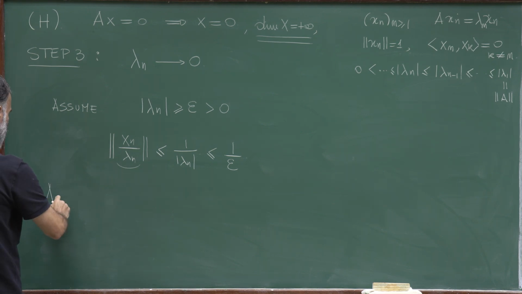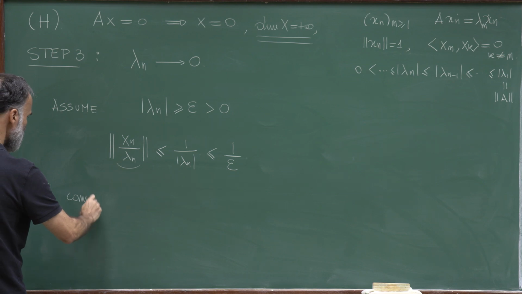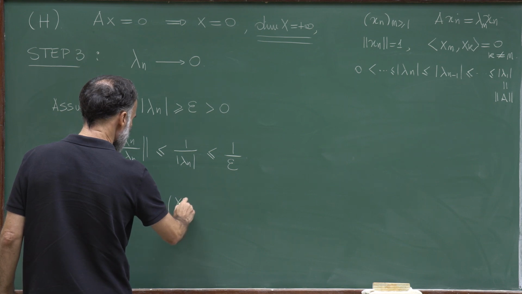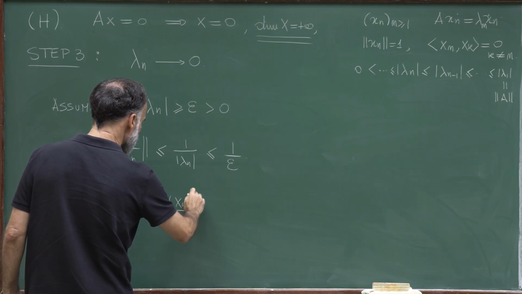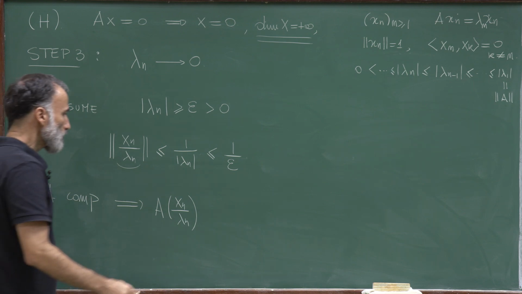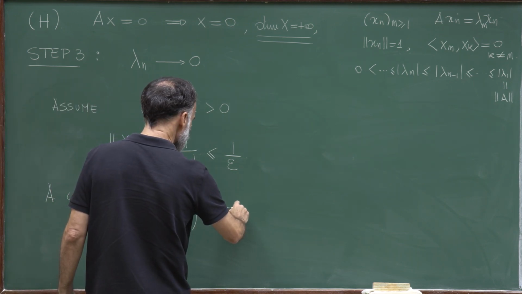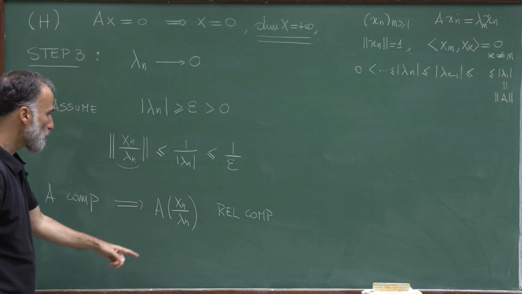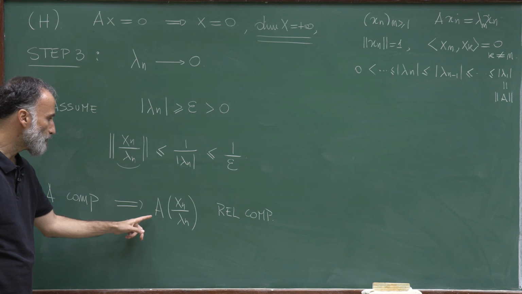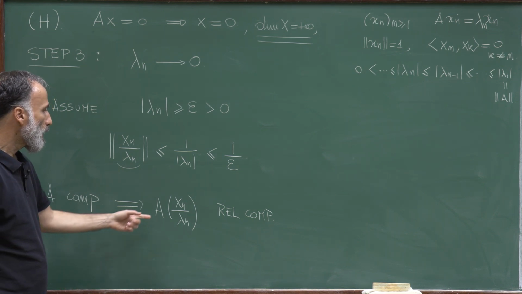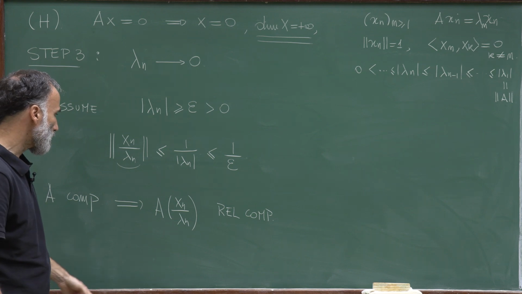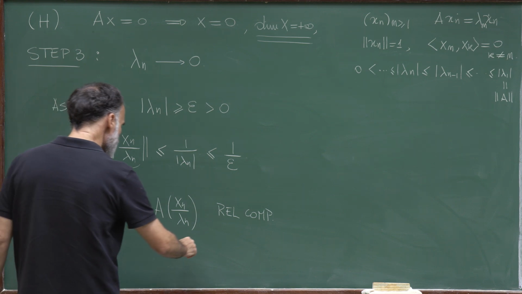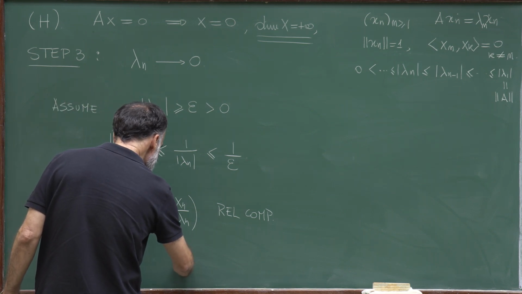So this family here is a bounded family. And since A is a compact operator, this means that A xn divided by lambda n is relatively compact. But by linearity, this is 1 over lambda n times A of xn. Xn is an eigenfunction, so A xn is lambda n xn. So the lambda n cancels with that lambda n. And what we obtain is that this is equal to xn.